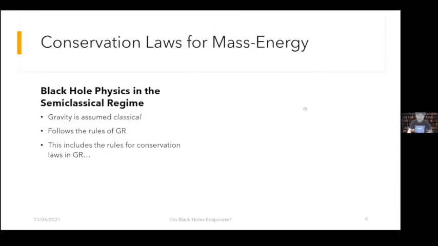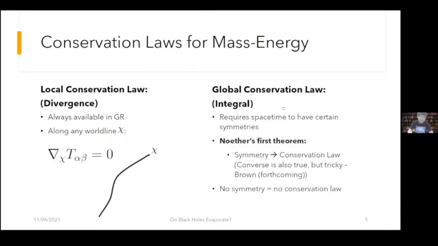So just to get to the background here. Like I said, the arena is GR. In the semi-classical regime, gravity is typically assumed classical, following the rules of GR unless otherwise specified. This includes, to me, the rules of conservation laws in GR, and that's what I'll be getting into. Right. So this is fairly straightforward stuff. We all know there's a local conservation law along a world line typically available in GR. We use it to start deriving the Einstein field equation to begin with. The covariant derivative of the stress energy tensor vanishes.